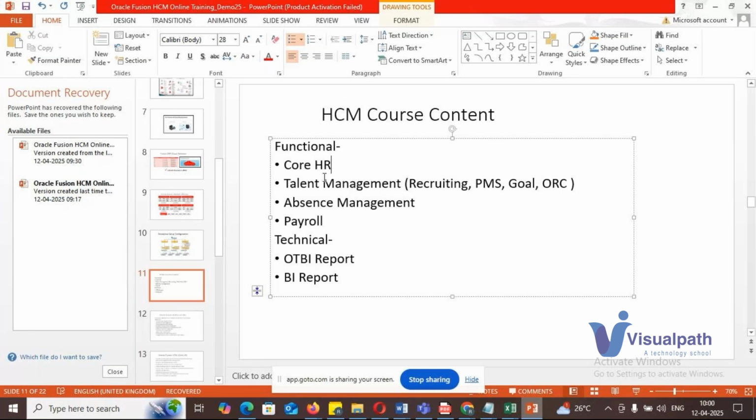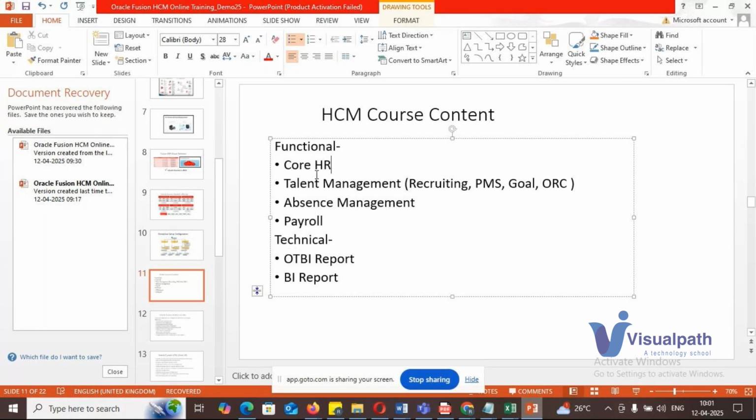ORC is for those whose background is in HR functions or recruiting or talent acquisition, so they can go for that. In recruiting, they can take any two modules. Here we'll generally tell you four modules, in the 4 to 5 modules: absence management, payroll, talent, and Core HR. All right, and that would be the functional side.